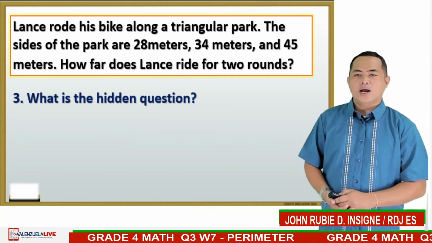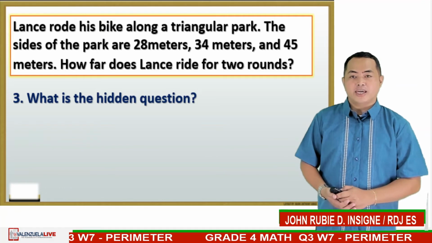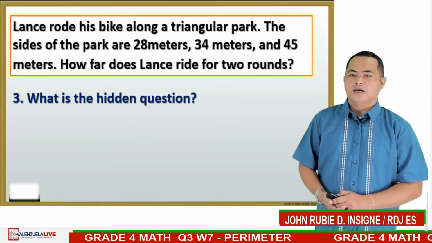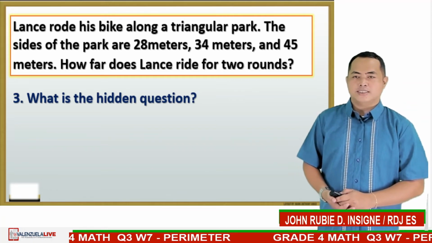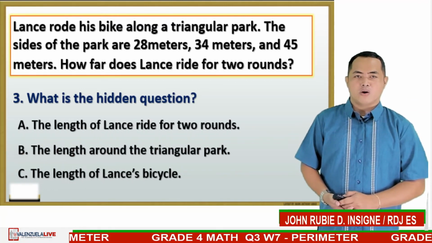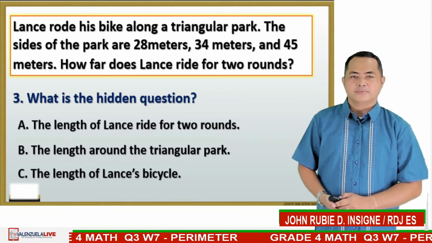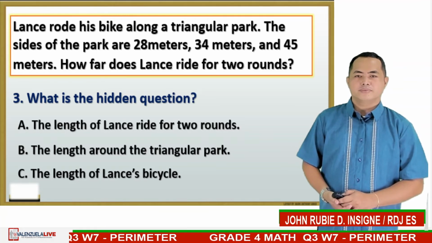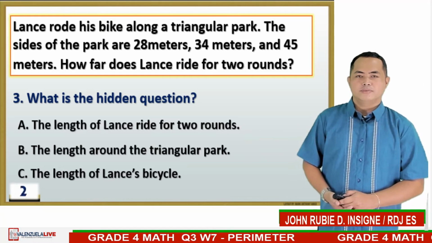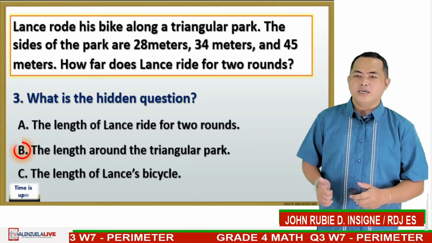Question number 3. What is the hidden question? A. The length of Lance's ride for 2 rounds. B. The length around the triangular park. Letter C. The length of Lance's bicycle. Your 5 seconds timer starts now. If your answer is letter B, good job.